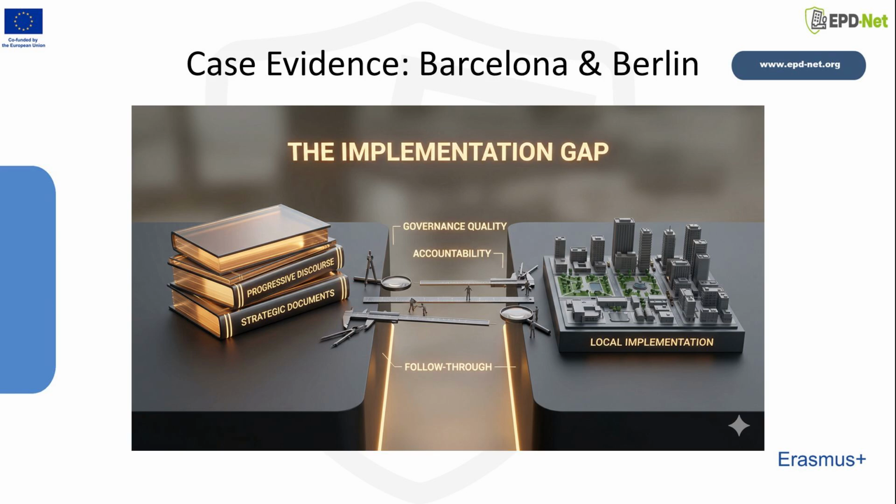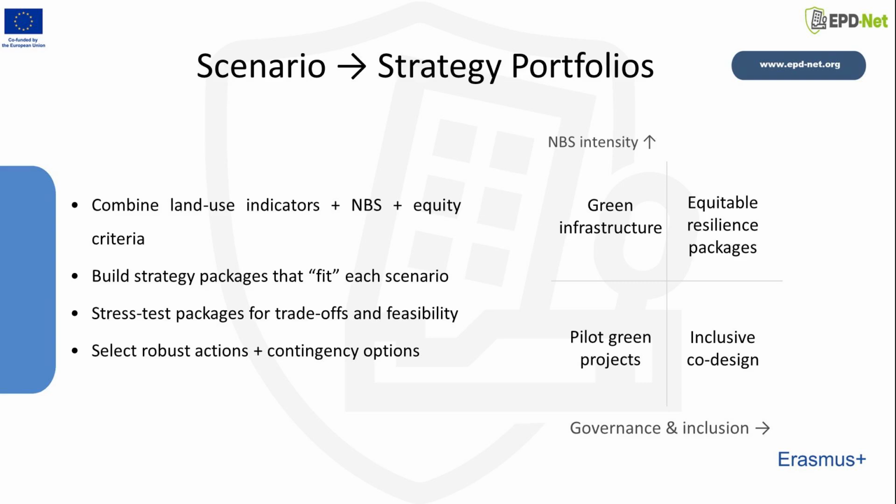Cities can be progressive in discourse and still struggle to ensure that adaptation strategies consistently benefit vulnerable communities across neighborhoods and policy sectors. Once planners have indicators, scenario logic, and an equity lens, they can begin building strategy portfolios. A portfolio approach recognizes that no single measure is enough. Instead, strategies are combined into packages that fit different future conditions.